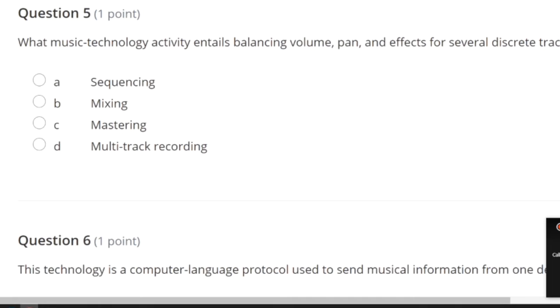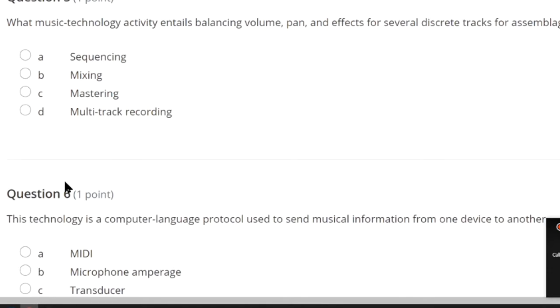Question 5. What music technology activity entails balancing volume, pan, and effects for several discrete tracks for assemblage into a unified whole? Is it A, sequencing, B, mixing, C, mastering, or D, multi-track recording? Well, the music technology activity that assembles multiple sounds into a unified whole is mixing.